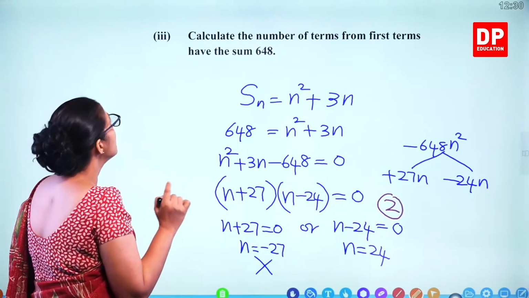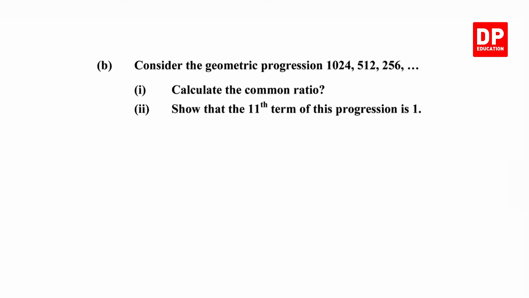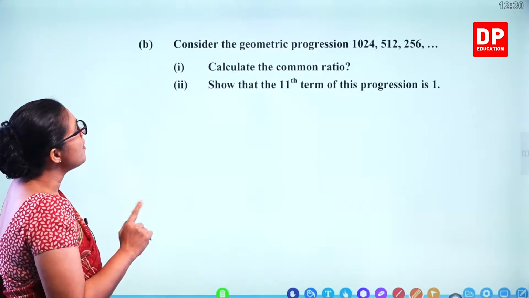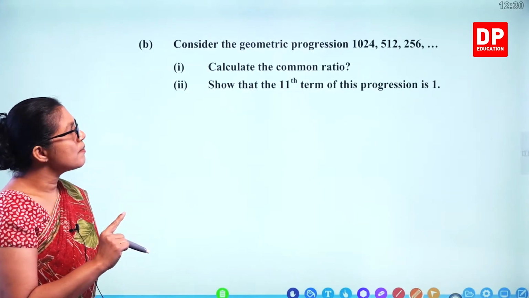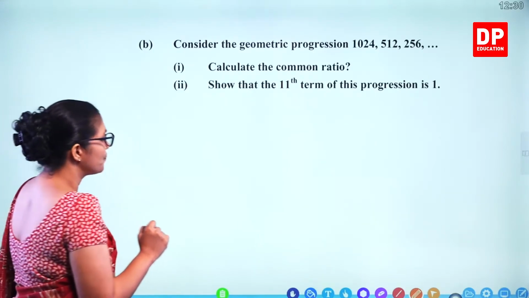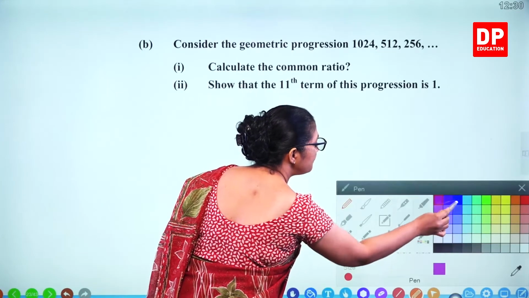7 marks. So let's look at the last part, part B. Consider the geometric progression, calculate the common ratio and show that the 11th term of this progression is 1. So let's do that one.